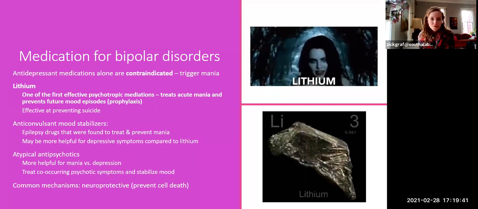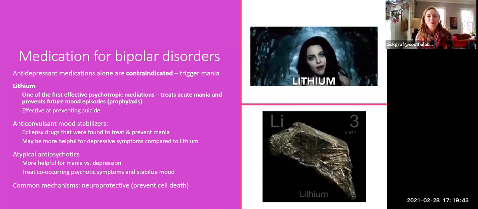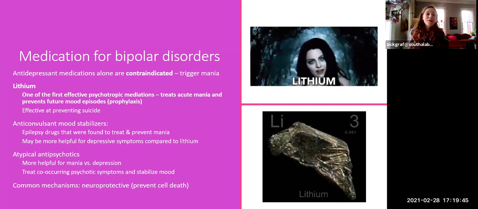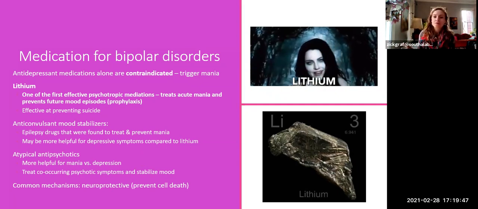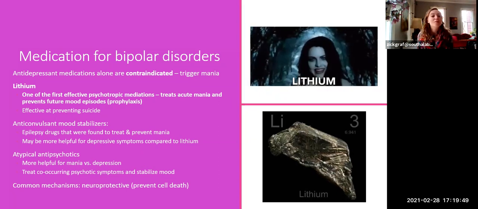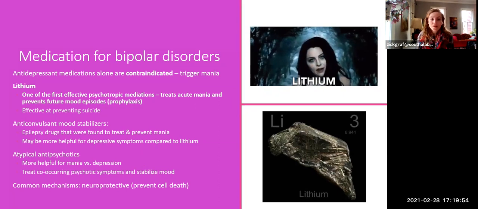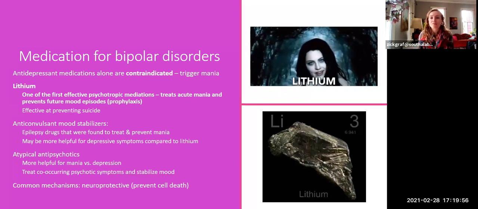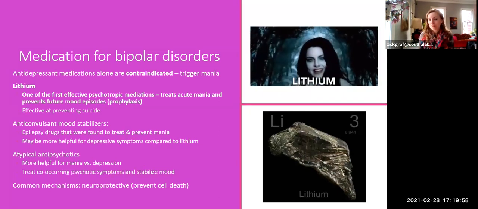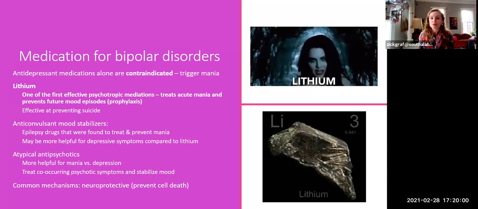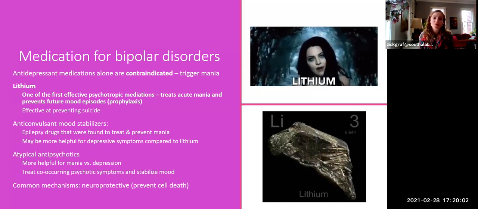So we talked briefly about, well, we talked more than briefly about SSRIs when we talked about the monoamine system and the way that it becomes altered in someone who's predisposed to depression. Bipolar disorder is medicated differently. In fact, even though the monoamine system is dysregulated in depression, antidepressant medications alone are contraindicated because they can trigger a manic episode in someone who's vulnerable.